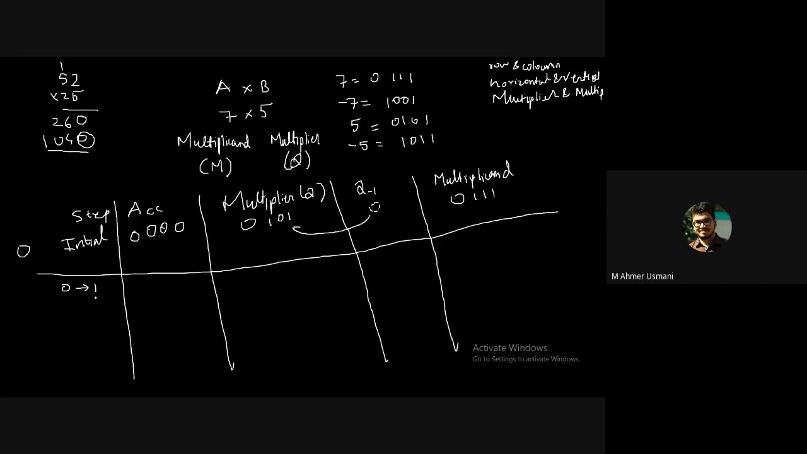When the transition happens from 0 to 1, what do we need to do? We subtract M from the accumulator. We perform a minus M, which is equivalent to plus of minus M. Where is M? M is 7, so we perform plus of minus 7. So we add 1001. Sorry, I'll write it over here.